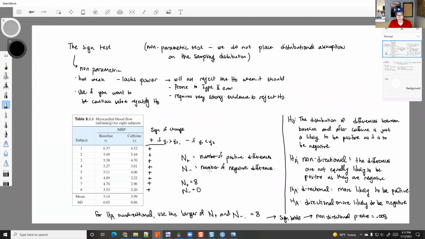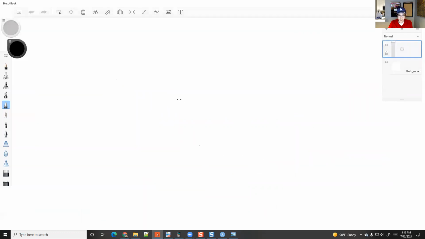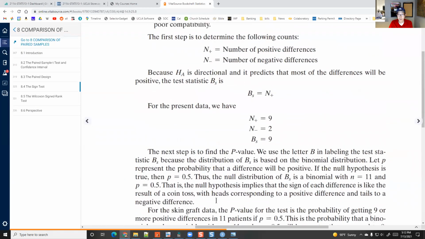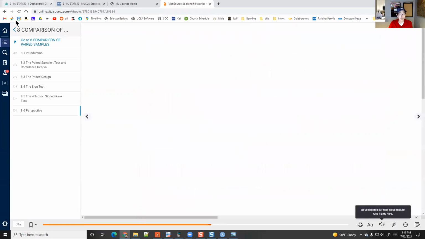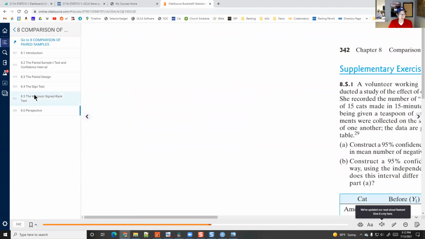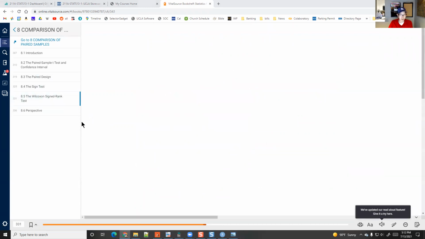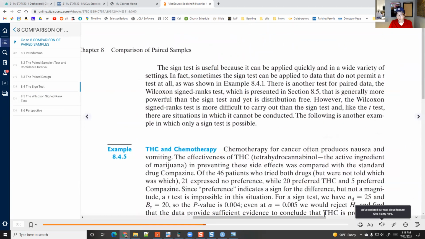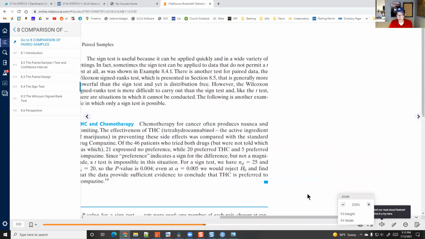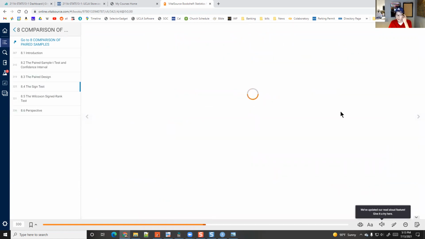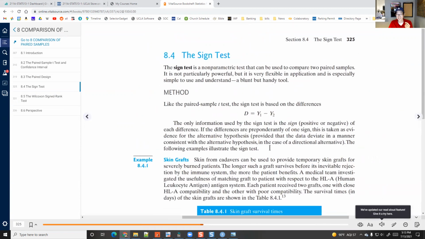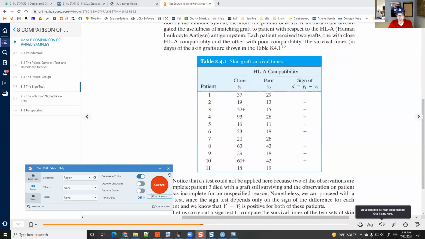Okay, so maybe I'll just copy a couple slides here. This, oh geez. When it says directional, we use the n plus or n minus depending on what the alternative is. What happened here? Okay, sorry. This textbook here.